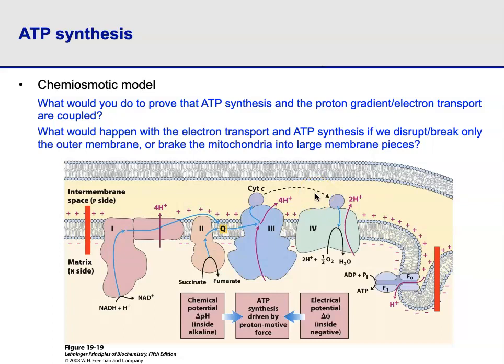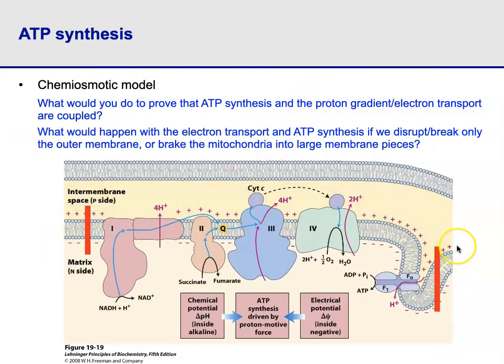Assuming that we cannot really generate a gradient because there's no closed space to achieve that generation of this gradient. So if there's no gradient, what would happen with synthesis of ATP? It will stop.